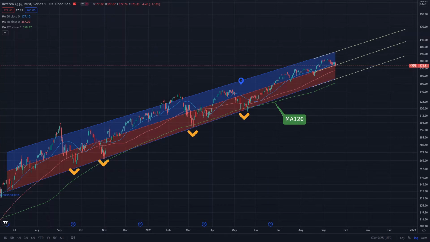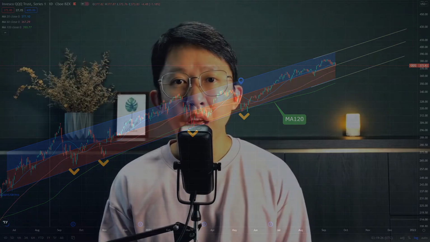As the price volatility for QQQ is larger than SPY, the support for QQQ seems more like the MA120 line rather than the MA60 line. However, I find the MA120 line a weaker support compared to MA60 for SPY, because there were only 2 instances where the price bounces off this MA120 line.